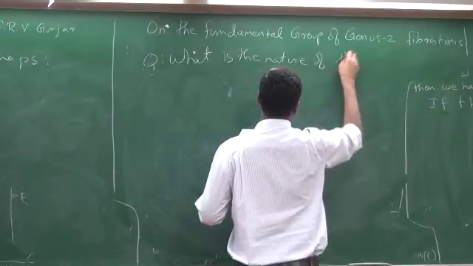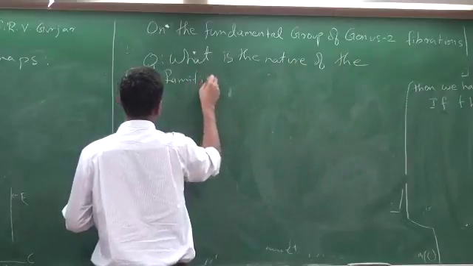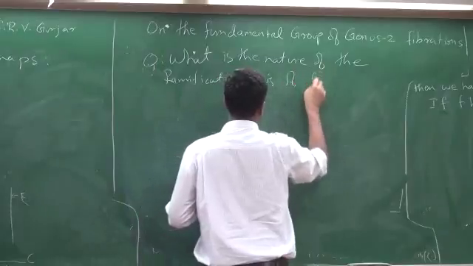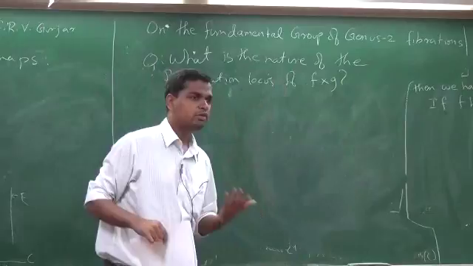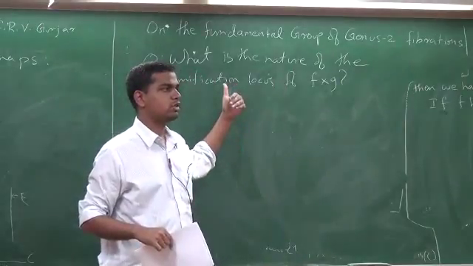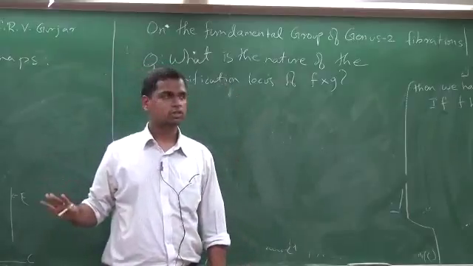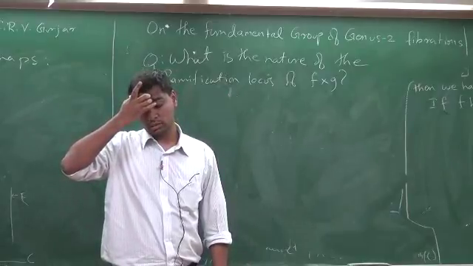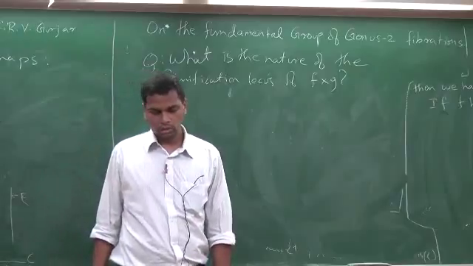But what is the nature of the ramification locus of F cross G? Before we even ask what is the degree, we have to ask what is the nature of the ramification locus, because the number of possible ramification points is sort of, well, maybe first we have to prove degree 2.